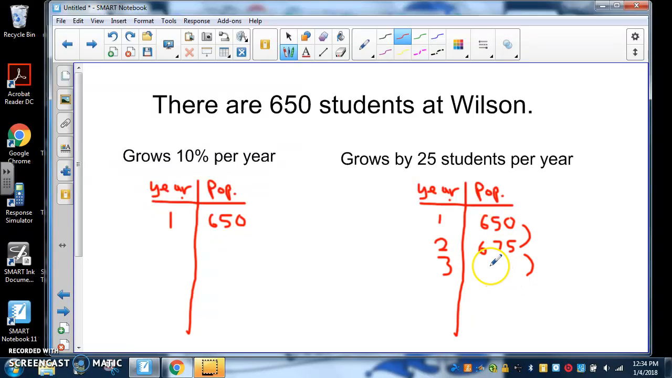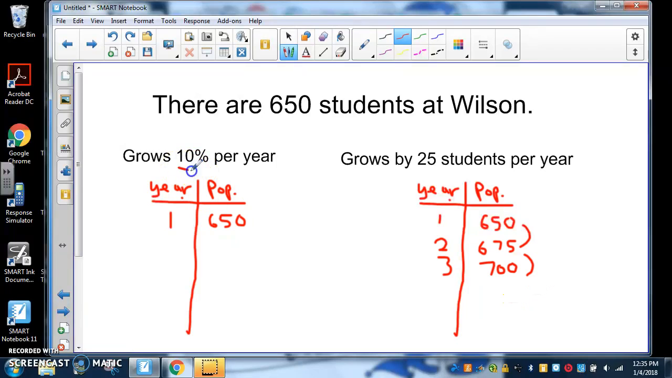675 plus 25 is going to be 700. Hopefully you know how to add by 25. It's not super difficult, kind of like working with quarters. Pretty easy math. So you'll do that for linear. I think you could probably figure that out on your own.